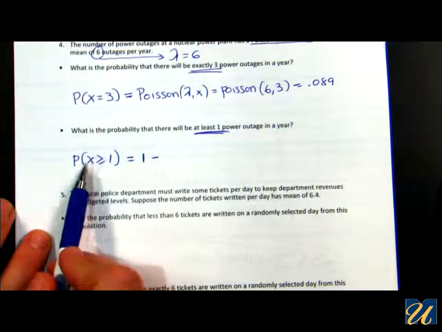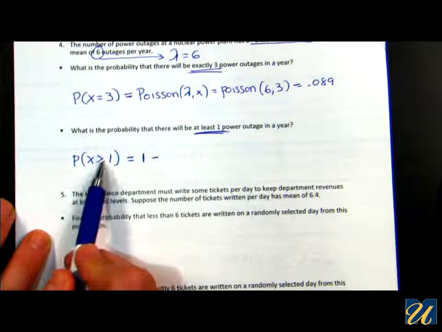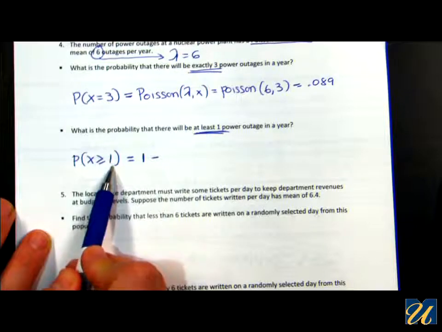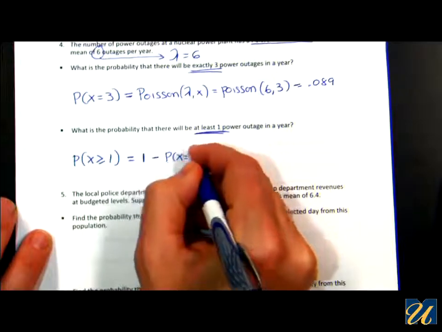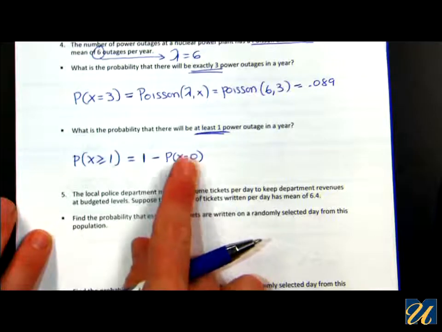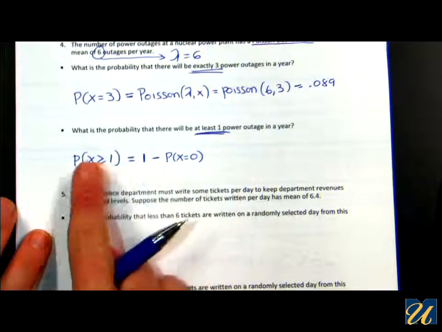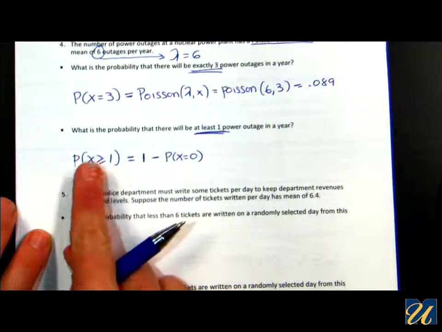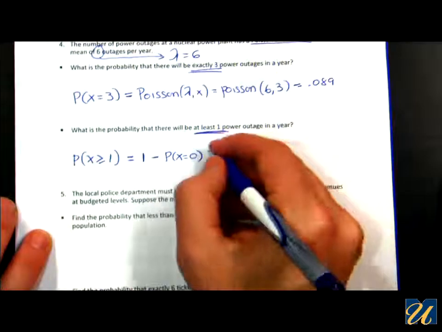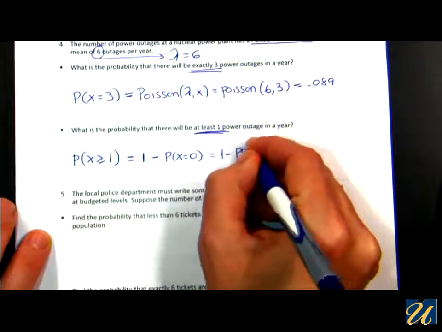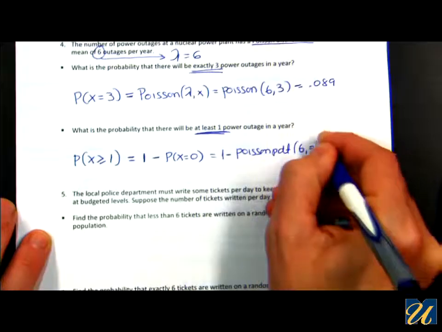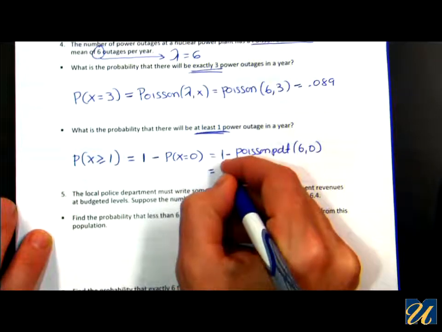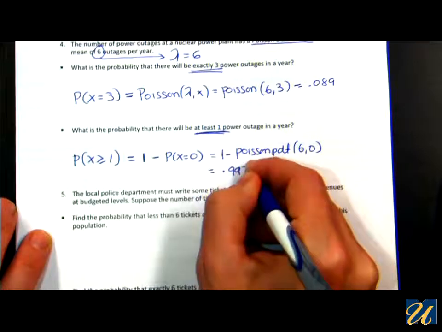So if you're looking for the probability of X greater than or equal to 1, which probability are you leaving out? You're leaving out the probability of X equal to 0. So all you need to do is calculate the probability of X equal to 0, and you subtract it from 1, and this will be your answer to this probability. So you will do 1 minus Poisson PDF(6, 0). And if you do the calculations, this will be 0.9975.